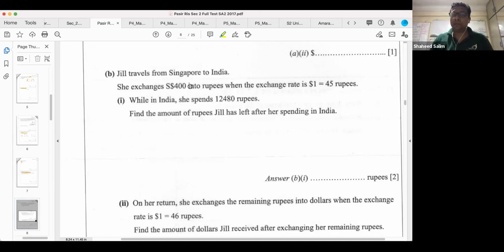$400 she changed to rupees. She is going to spend 12480 rupees. So what's the balance? Exchange rate $1 is 45 rupees. Are you okay? This one you must know, because in future you're going to go overseas, but you might say, I'm not going to go to India. You never know.